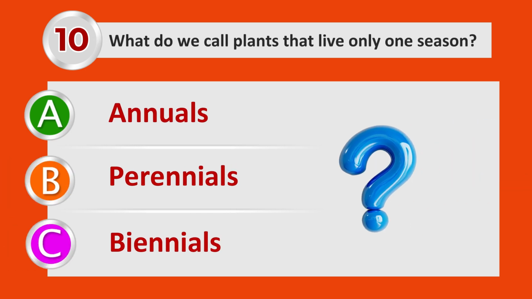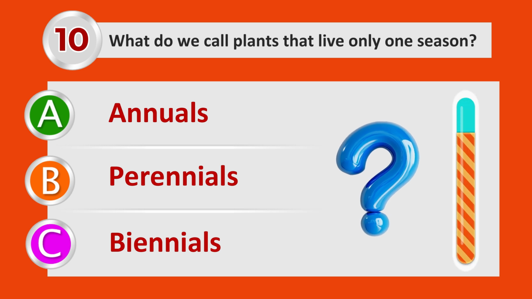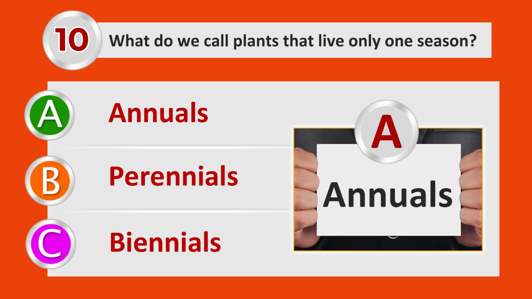What do we call plants that live only one season? A. Annuals. B. Perennials. C. Biennials. Answer is the A. Annuals.